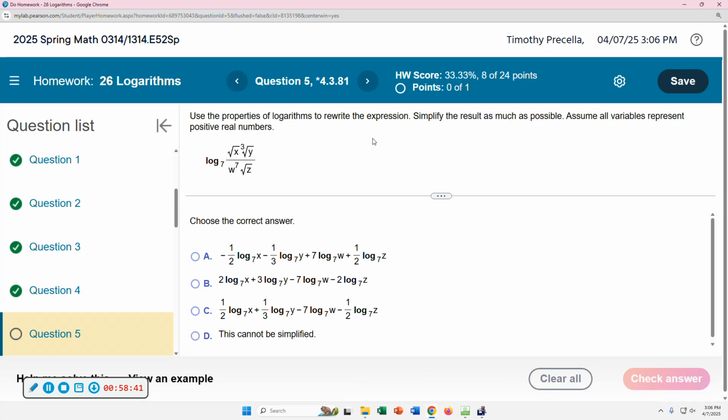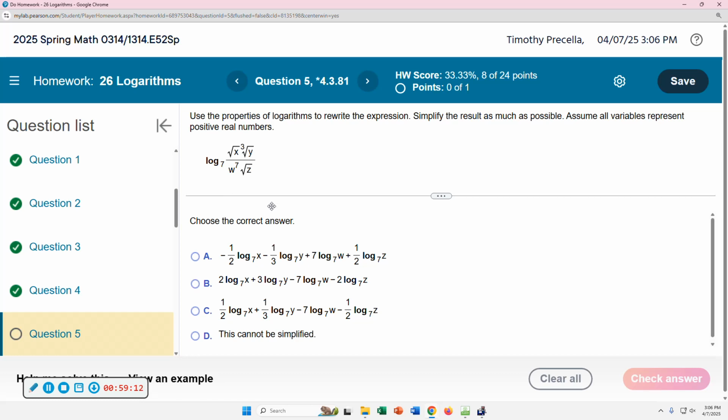Oh, I hope you haven't been timed out. Log base 7. Oh, the square root of x times the... Oh, look at that. That 3 is directly above that hook. Do y'all see that? That 3 is saying a cube root of y all over.